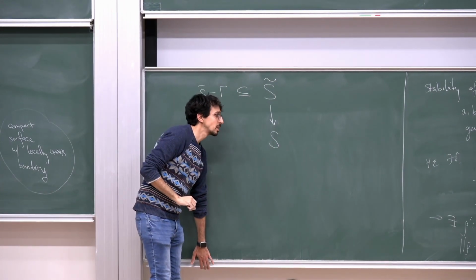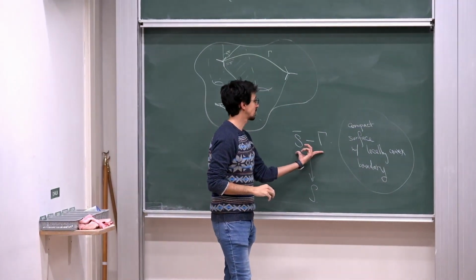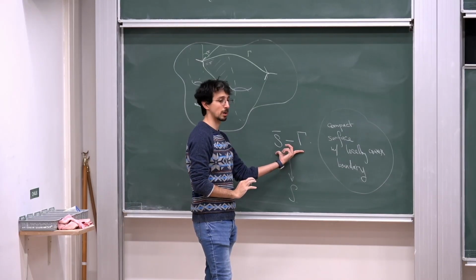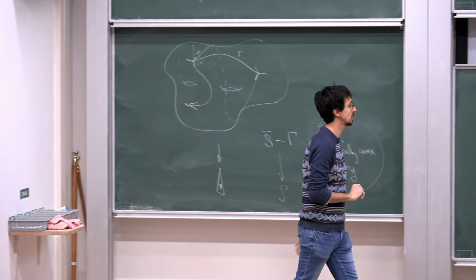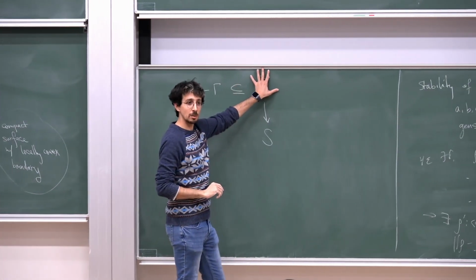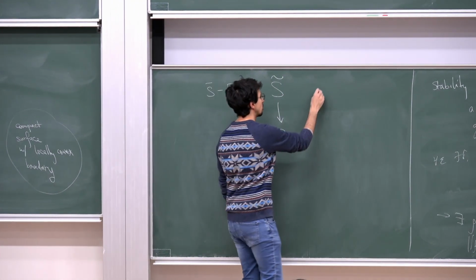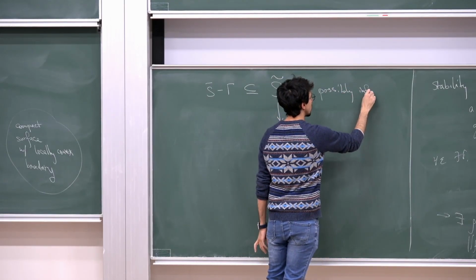Okay. This basically means that, it's a bit more than that, but the fundamental group of S bar minus gamma is actually a subgroup of S. This is what's hiding behind this. And I'm not saying anything about the degree of this cover. It's just in some cover, possibly of infinite degree.